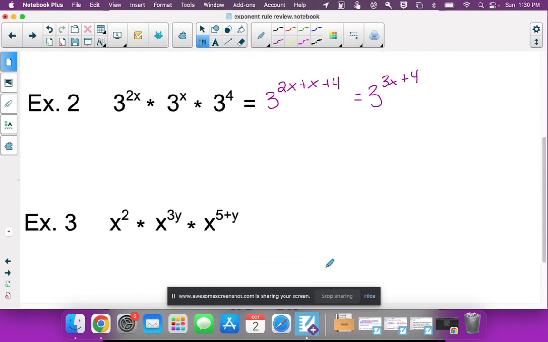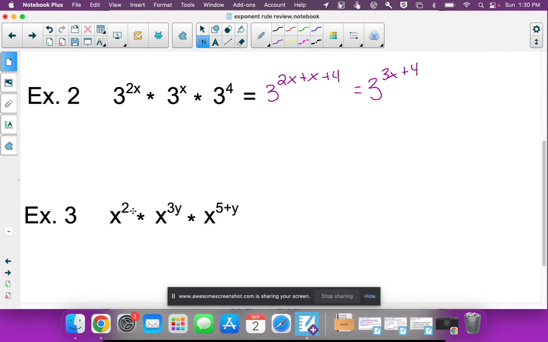All right, so let's try one with an actual exponent for our variable for the base. Okay, so my base, they're all x's. So this is still just going to be x. And again, I'm just going to add all 3 of my exponents. So 2 plus 3y plus 5 plus y. And again, go through and combine your like terms. So I'm going to combine 3y and 1y, and that's 4y. And then 5 and 2, and that's going to be 7.